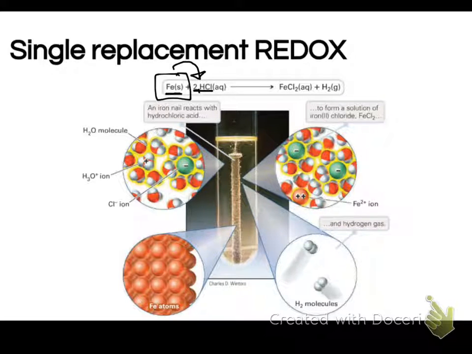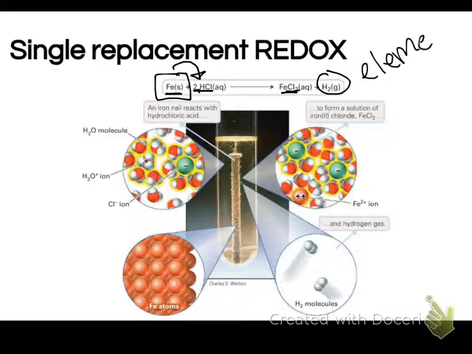And so we know that metals like to become positively charged, like Fe2+ here. So that means that the H is going to get kicked out because the H is positively charged in HCl. And so what it does is the element replaces the cation, and so we get iron and chlorine together here. And to replace it, we have to produce the element hydrogen.